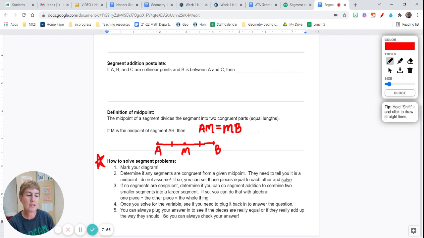After you solve your equation to find your variable, check back and see what the question's asking. Did it ask for X or did it ask for AB or BC or something where you need to plug it back in? A lot of times people forget that last step and they're almost there, but not quite. And then finally, step number 5 says you can always plug your answer in to see if the pieces are really equal or if they really add up the way they should or whatever's supposed to happen in the problem. And we're going to go through a couple examples in class to look at that.